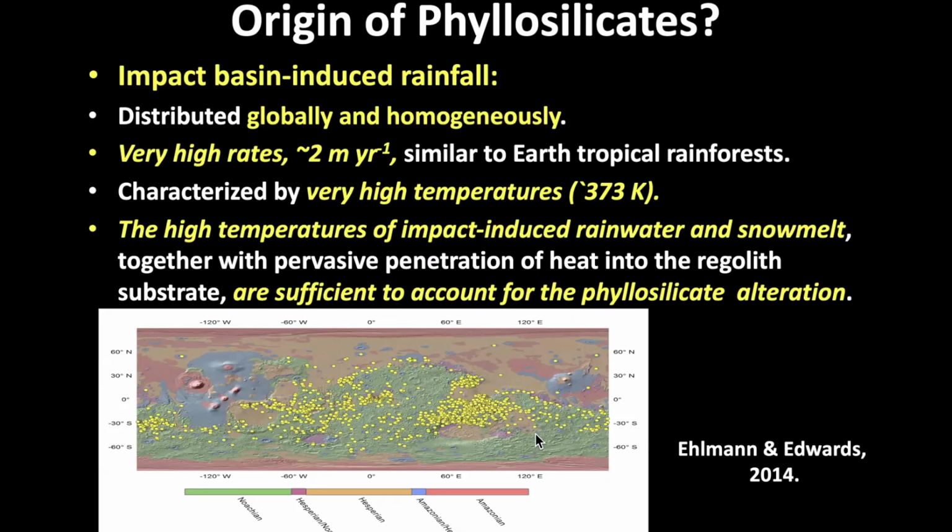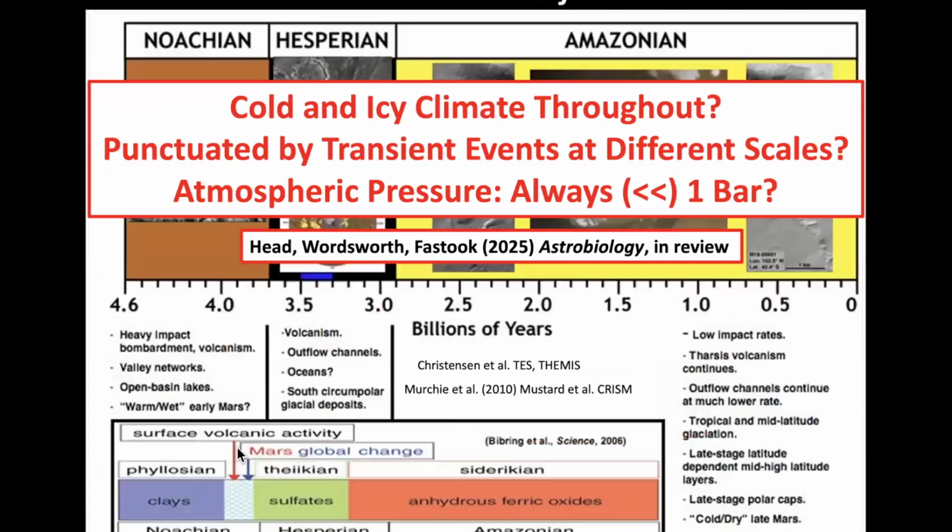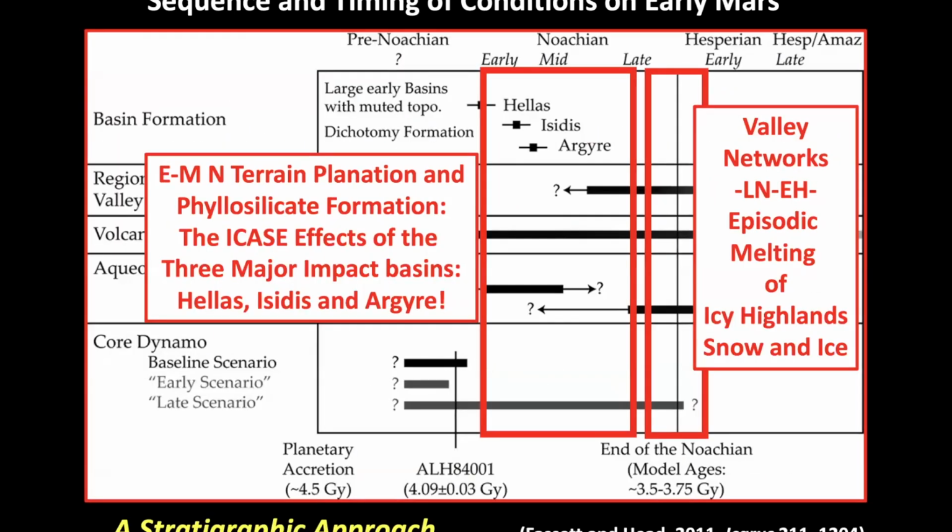And you'll see that the phyllosilicate distribution is not unrelated to these three basins. So we, again, would argue that the early middle Noachian terrain planation and phyllosilicate formation, the ICASE effects, the effects of the three major impact basins, Hellas, Isidis, and Argyre, could readily account for the vast planation and high erosion rates that quickly tail off into the late Noachian, early Hesperian.